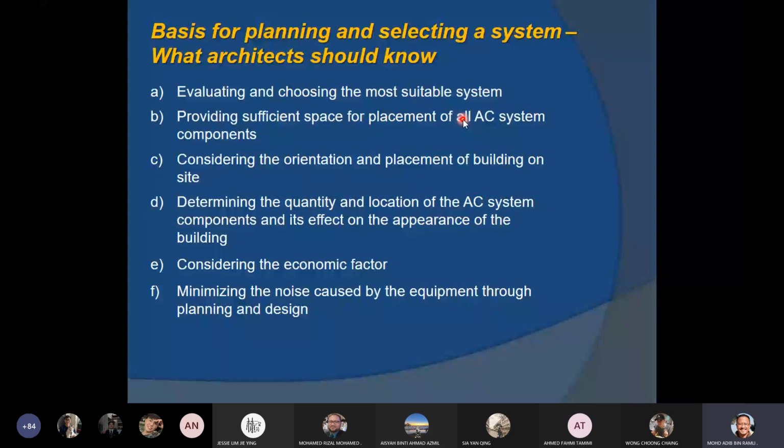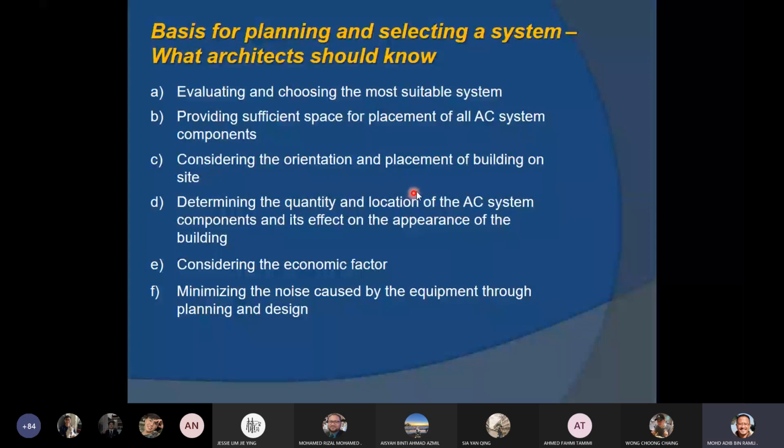Second one, providing sufficient space for placement of all AC system components. I would say this is the most important thing that the architect should do. So you need to provide sufficient space. If not, then it would mess around with your spaces, your planning later on. So that's why right from the beginning, you need to consider roughly what kind of air conditioning system to be used, and then straight away in the initial design, you already include the spaces required for those aircon components.